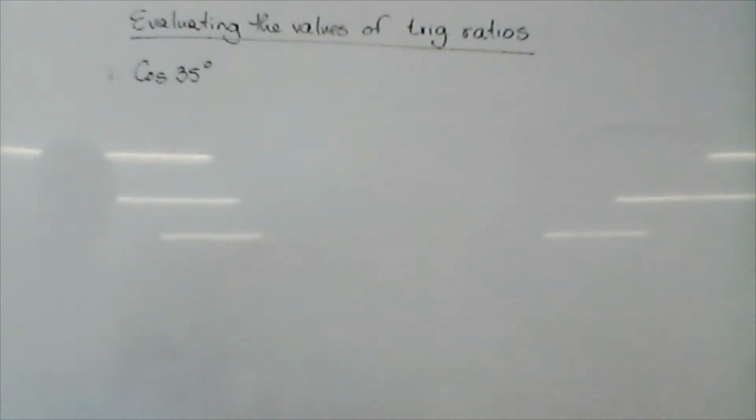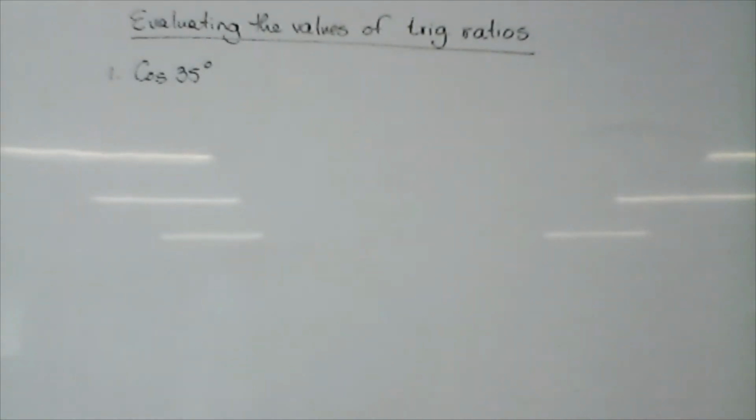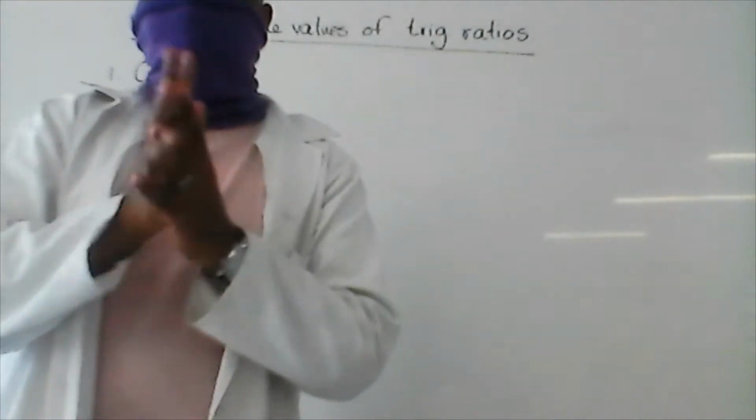And what's your answer? What did it give you? Okay. It's okay. That's why we are here for them. So press cosine and then put 35. That's okay. That's fine. Equals to. And then round your answer off to 2 decimal places for me, please.